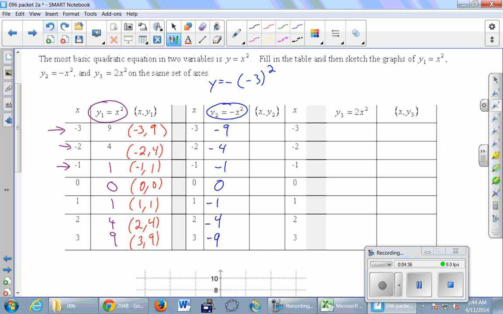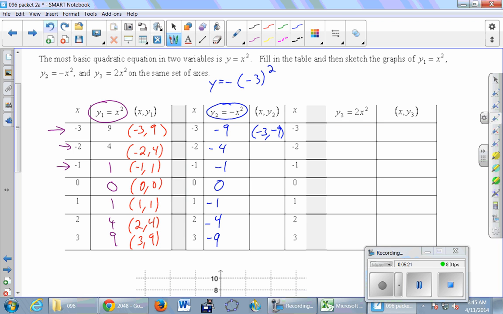And again, each of these guys gives rise to a point. What are the coordinates of the first point? How much is x? -3. How much was y? -9. Go ahead and fill in the rest of that column, x comma y. Okay, and then let's move on to the last one, which is this y3 equals 2x squared.